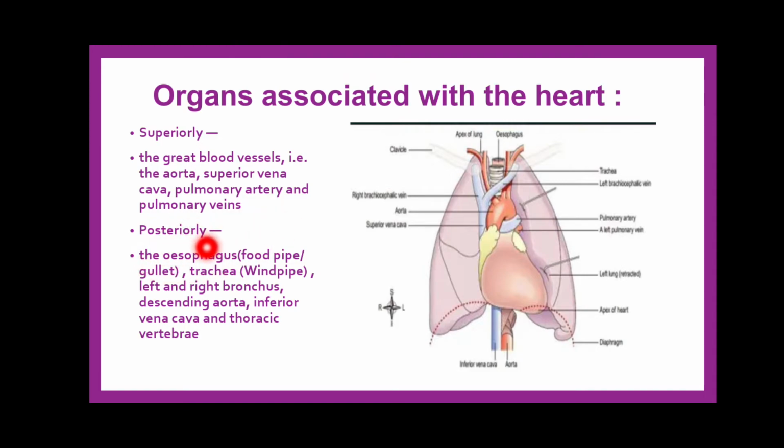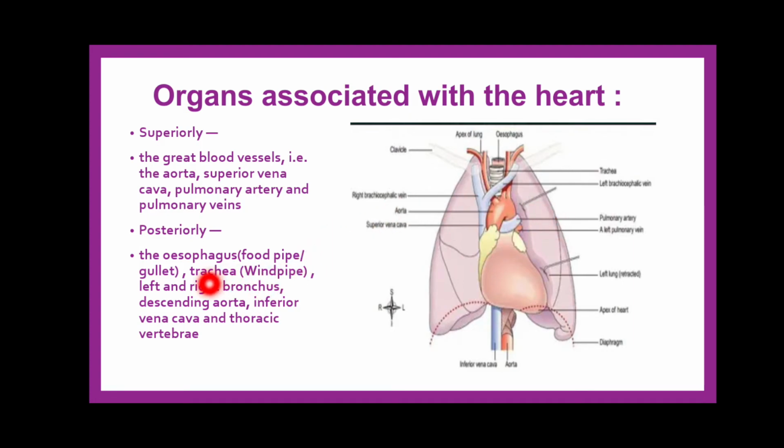Then posterior, meaning from the back side. So if you see posteriorly, what all is there? Food pipe, wind pipe, that is the esophagus. See, you can see here the esophagus, then the trachea. These are the two pipes. This one is the trachea and this one is the esophagus. The esophagus is known as the food pipe and the trachea is known as the wind pipe. Then the left and the right bronchus.